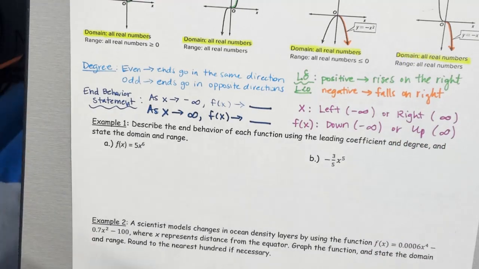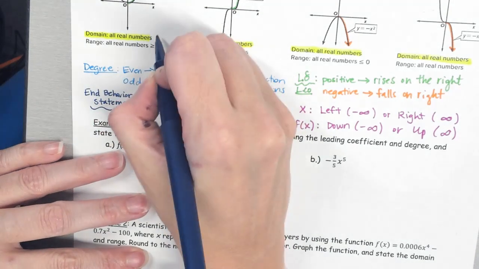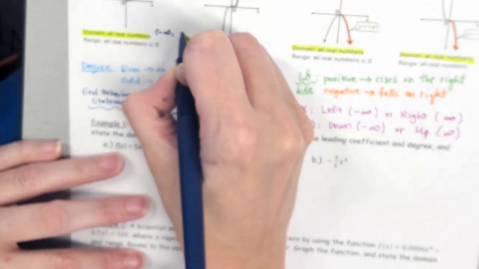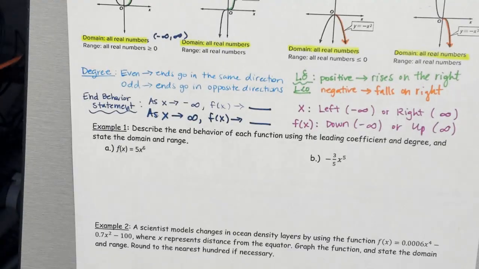We're going to be writing the domain and range in interval notation. So for all real numbers, you can always write negative infinity to infinity. You don't have to write that out every time. You know that it's negative infinity to infinity.